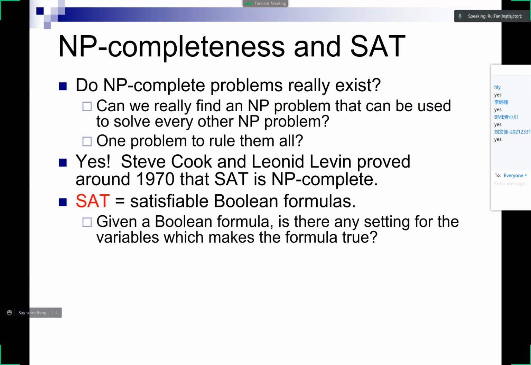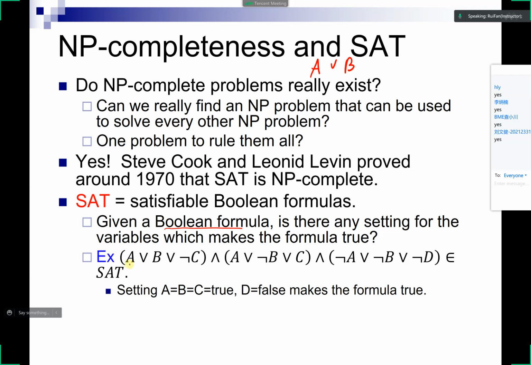So what is the SAT problem? SAT stands for satisfiable Boolean formulas. A Boolean formula is something like A or B, where A and B are Boolean variables, and we're trying to find truth settings for A and B so that this overall formula is satisfied. For example, if you set A to true and B to false, then this formula is satisfied. So the question is, if I give you a Boolean formula, does there exist a setting for the variables which makes the formula true?